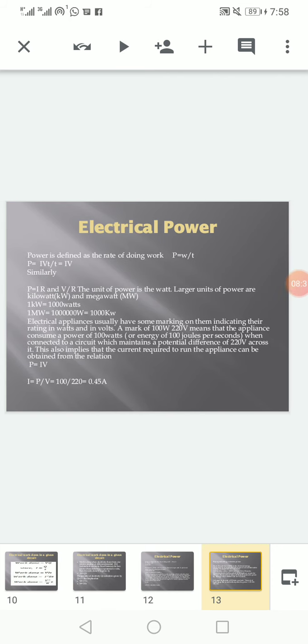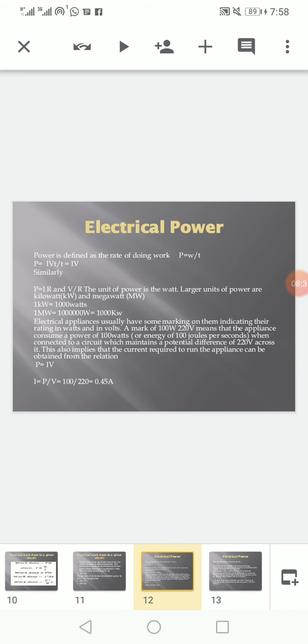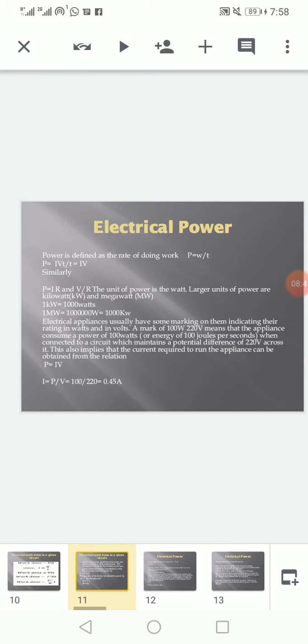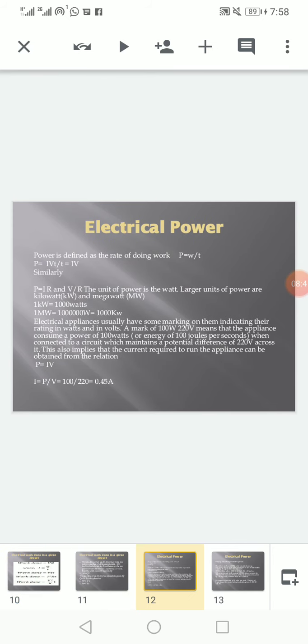So let's look at electrical power. As I said earlier, when you are asked to calculate electrical power, just go back to electrical energy and remove your T. Electrical power is defined as the rate of doing work, and mathematically it is given as IV. The unit of power is the watt, but larger units are measured in kilowatt or megawatt. It is important to know that 1 kilowatt is equal to 1000 watts.